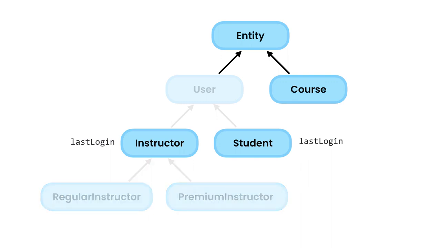All we need is a Boolean field like isPremium. We can simply differentiate between different types of instructors. So just because a premium instructor is an instructor doesn't mean we should use inheritance between them.